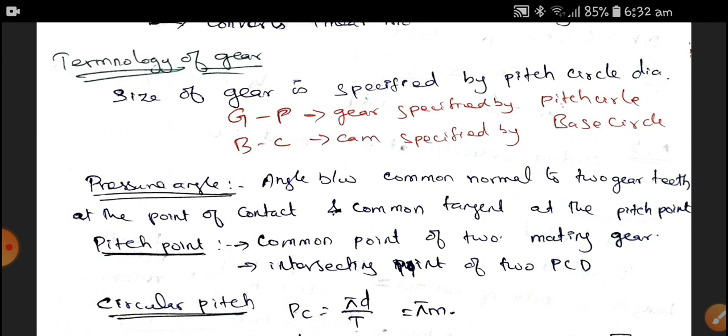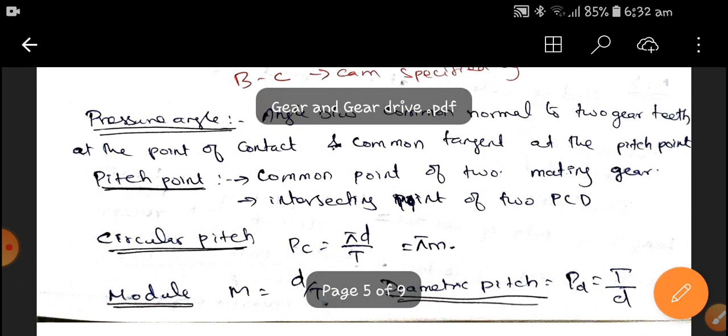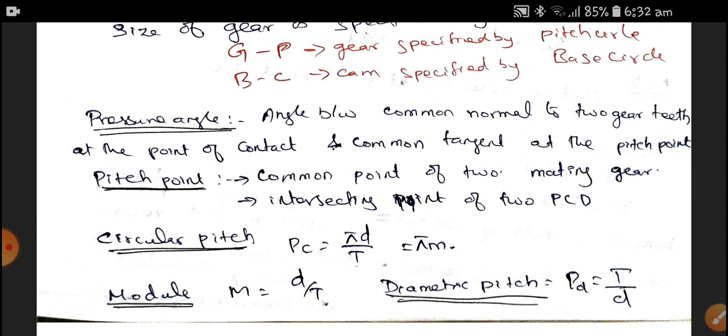Next is the circular pitch. Circular pitch is Pc. It can be denoted by the formula pi d by t, where pi d is the circumference divided by the number of teeth. We know that d by t is called the module. Therefore, pi into m gives the circular pitch, where diametrical pitch is the inverse of the module. Diametrical pitch is the inverse of the module.